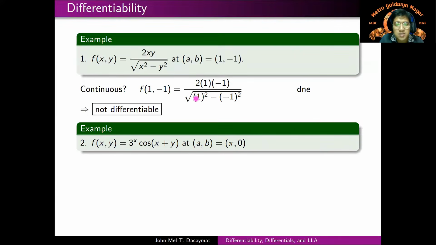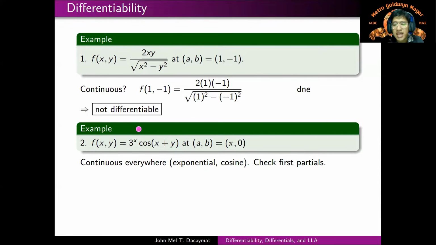I want to check if this is continuous at pi 0. Is this continuous? Yes, because the only terms involved are cosines, ilob ng cosine polynomial pa, tas exponential, which all we know to be continuous everywhere. So, continuous tayo. Okay yung first step. Check na ano ulit yung next. Check natin yung first partials at pi 0.